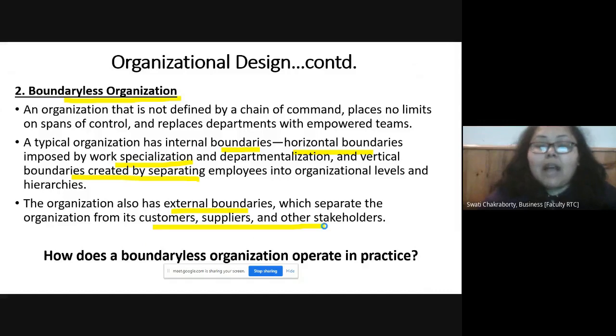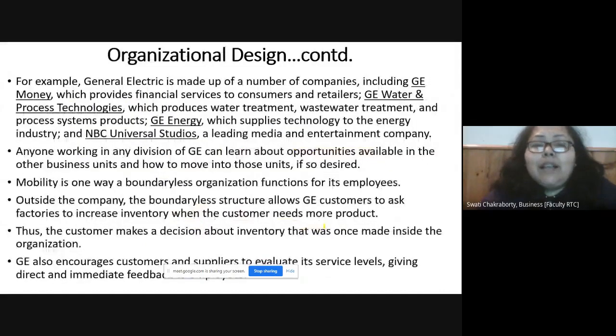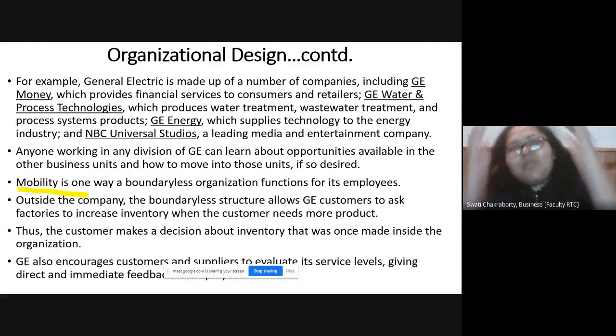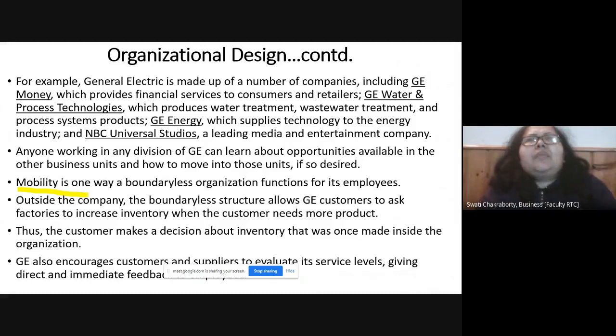Now, when we talk of boundaryless, there is mobility. You can move from one department to another. There's no such restriction as boundaries. For example, I have the example of General Electric. There's another very good example where we talk of Reliance.